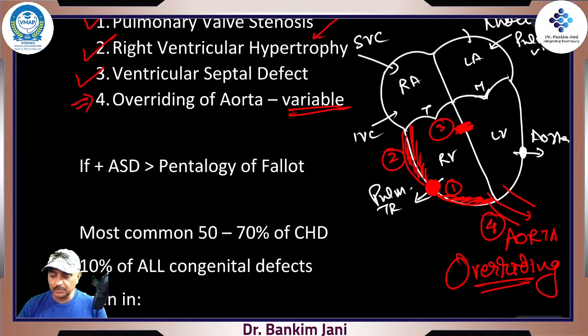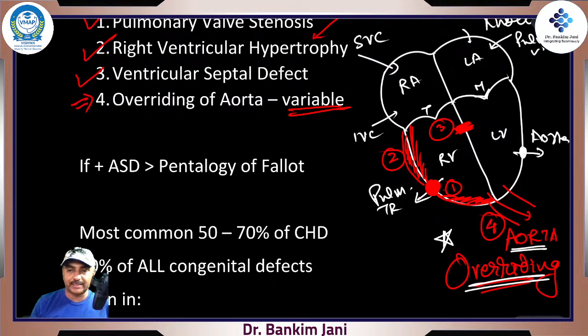Once you have seen this visually, you'll be able to remember immediately: pulmonary stenosis, right ventricular hypertrophy, ventricular septal defect, and overriding of aorta. This is worth noting, so don't forget it. Just as there is tetralogy of Fallot, there is also pentalogy of Fallot. The fifth condition is involved when it is combined with atrial septal defect. So if atrial septal defect is added, it is called pentalogy of Fallot.